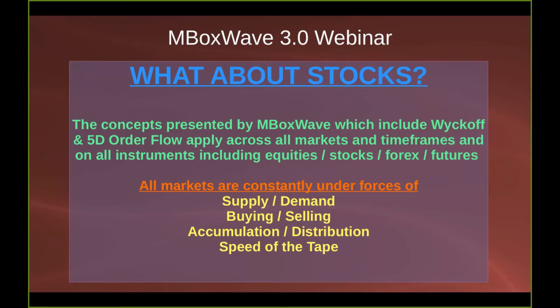traders. So all the concepts of MboxWave and Wyckoff and the 5D order flow apply across all markets and timeframes and instruments, right? So equities, stocks, forex, futures, markets are always constantly under the forces of supply, demand, buying, selling, accumulation, distribution, and speed of the tape. These are things that are happening in every single market, every single instrument, every single time frame, because that is what moves the markets, right? That 5D order flow that I defined, that is what moves the markets.